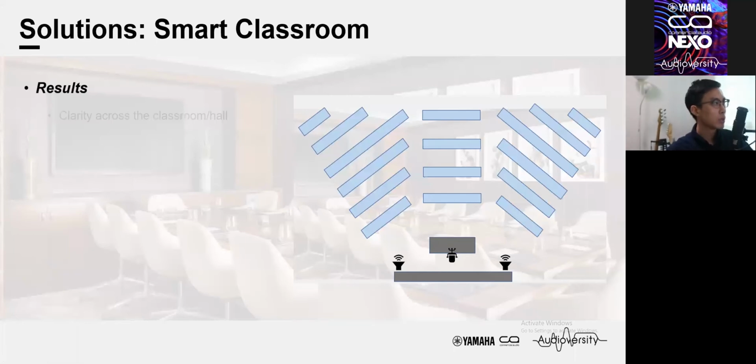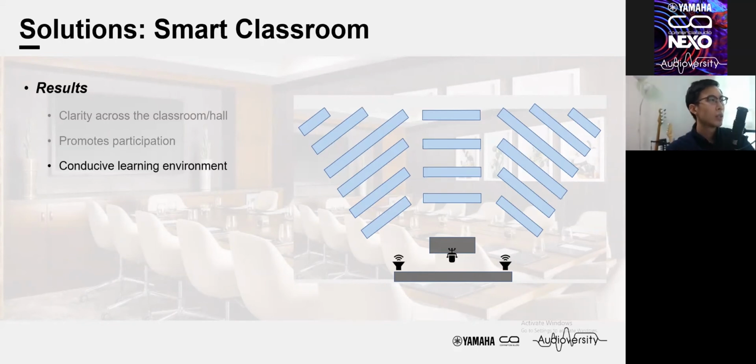So what results do we get? We get clarity across the classroom or the hall. Discussion and participation is promoted, so we have better quality discussion. Everyone can hear each other. So if you're looking at settings where there is a lot of interaction, that will be much more conducive towards learning, towards discussion and participation. It's aesthetically pleasing because there's nothing on the table.